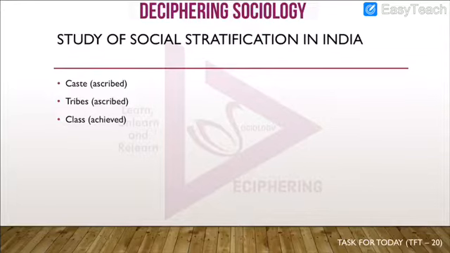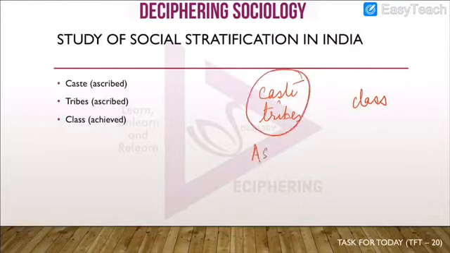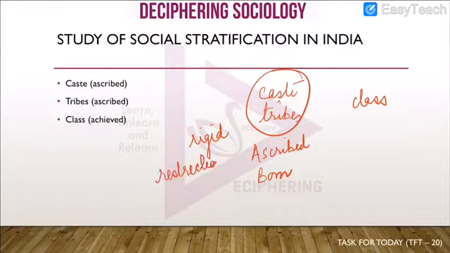Now, how was social stratification studied in India? In India, people are divided on the lines of caste, tribes, and we have something known as class. Now, these two are ascribed. That means a person is born in a particular caste or a tribe. And these are rigid divisions. One cannot move from one caste to another. One cannot move from one tribe to another. And there is no flexibility, and hence there is a restriction on movement.